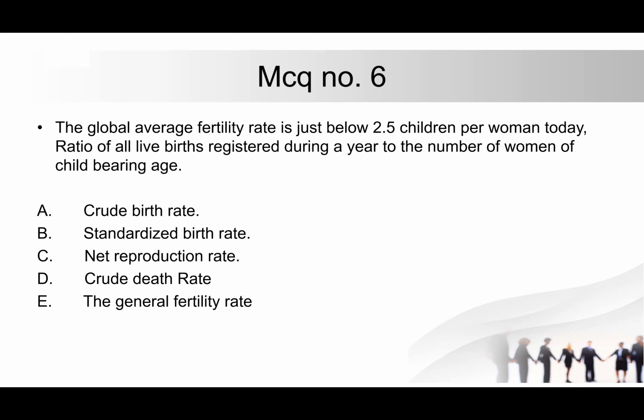The global average fertility rate is just below 2.5 children per woman today. Ratio of all births registered during a year to the number of women of childbearing age: A, crude birth rate. B, standardized birth rate. C, net reproduction rate. D, death rate. E, general fertility rate. It's E, the general fertility rate.